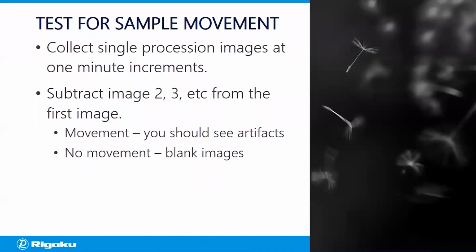In that case, you would collect multiple still projections with, say, 30-second or 1-minute intervals. After some length of time, you would subtract image 2 from image 1, and image 3 from image 2, and so on. If there's movement, there will be signal observed in a subtracted image. When the subtracted image has no signal, this means that the sample is no longer moving relative to your earlier image, and that would be your cue that you can now start data collection for your longer data collection.